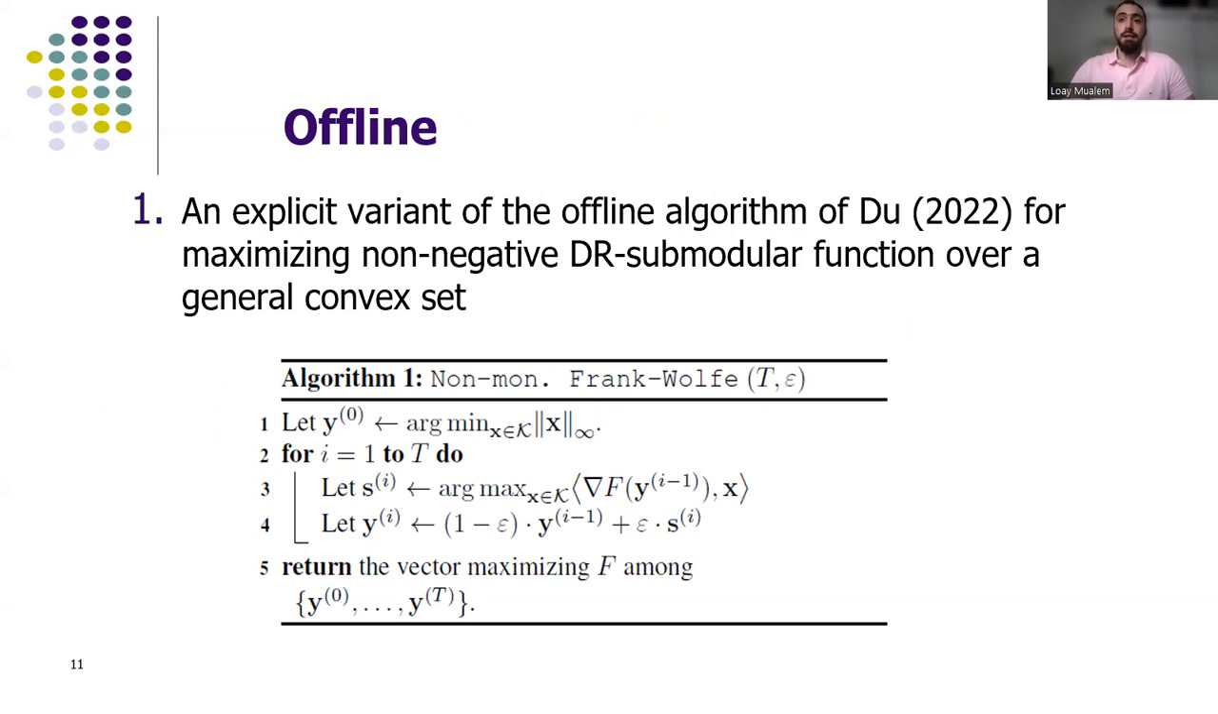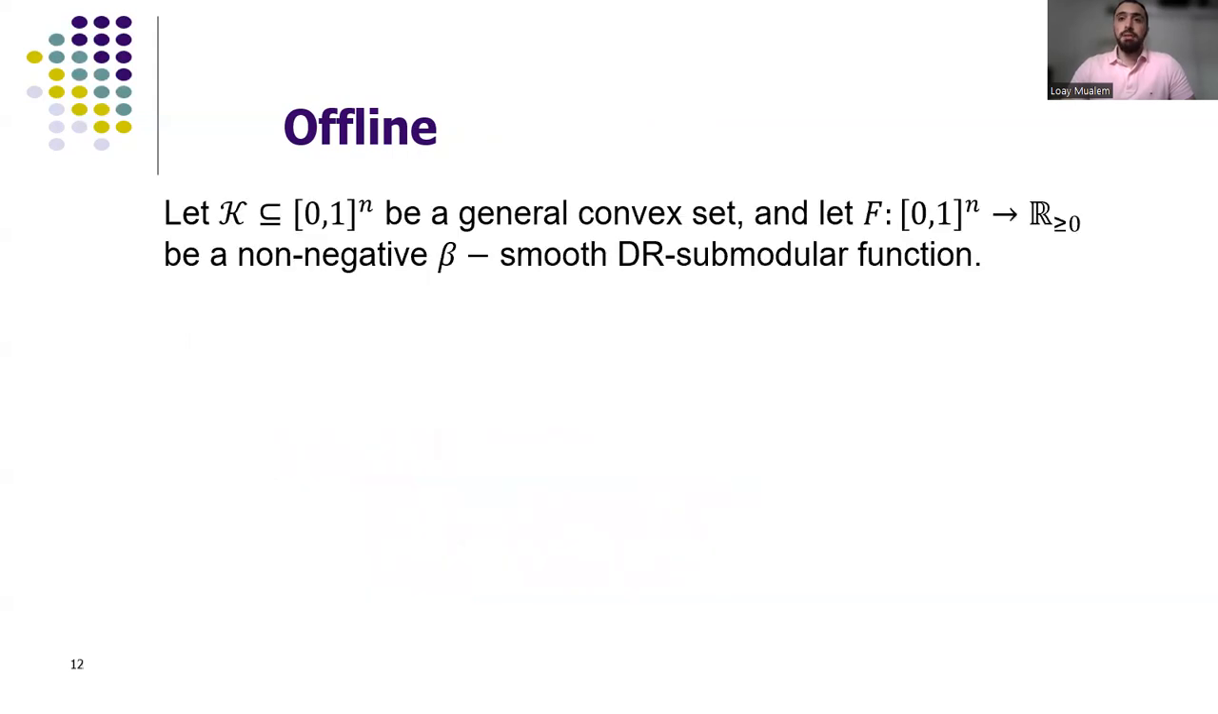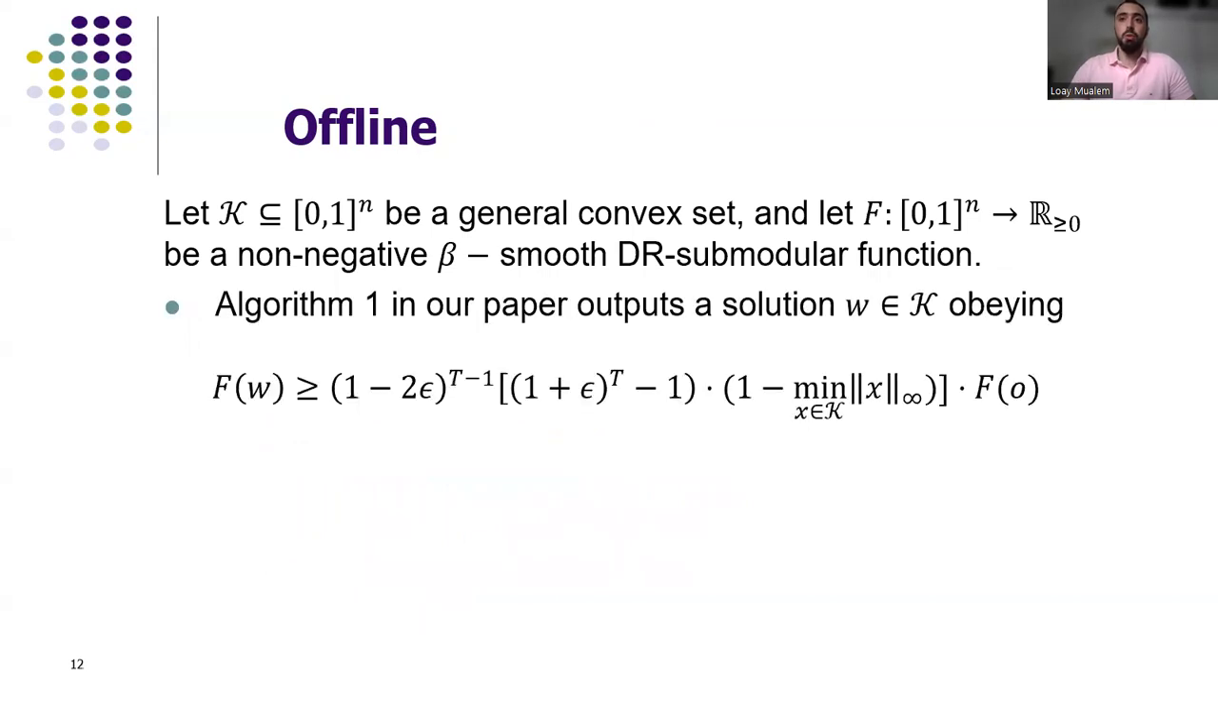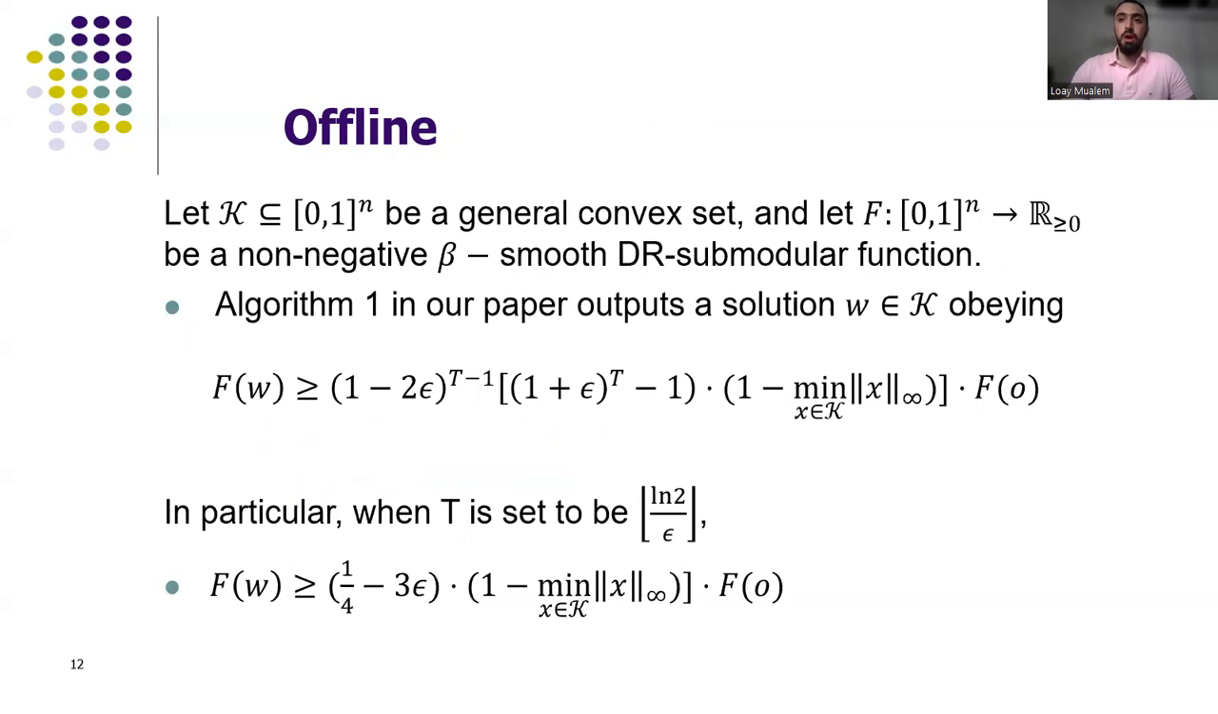In this work, we present and analyze an explicit variant of the offline state-of-the-art algorithm for maximizing a non-negative DR-submodular function over a general convex set. To summarize the approximation guarantees of our variant for the offline setting, our algorithm outputs a solution obeying the following. In particular, when t is set to be ln 2 over epsilon, our variant achieves the following approximation guarantee, which we prove in our work is tight due to our inapproximability result, which settles this problem in the offline setting.